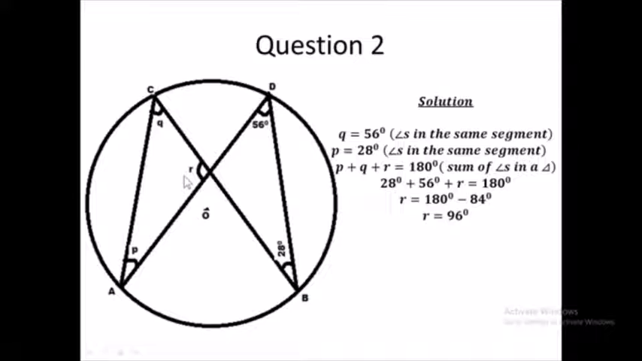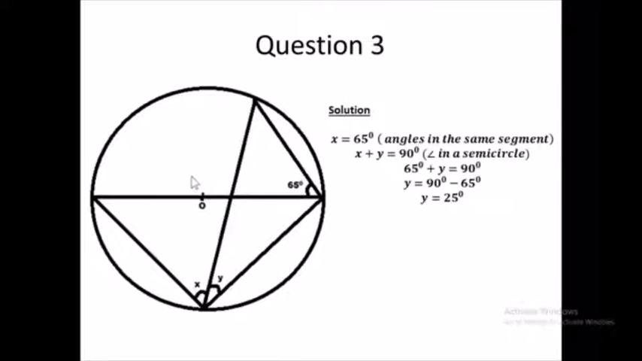That means our R is 96 degrees. This one is quite simple if you look at it technically. Then if you go to the next question, we are to find our x and y, angle x and y.